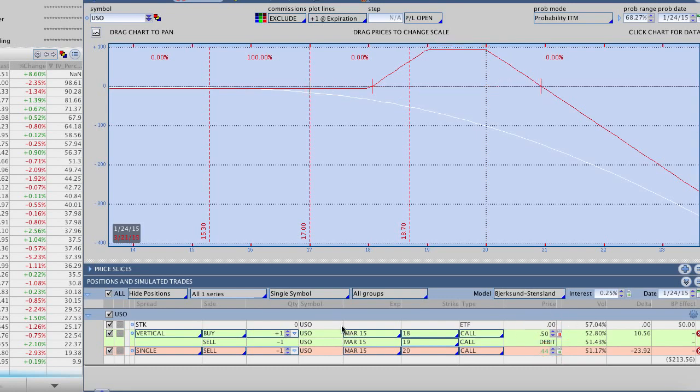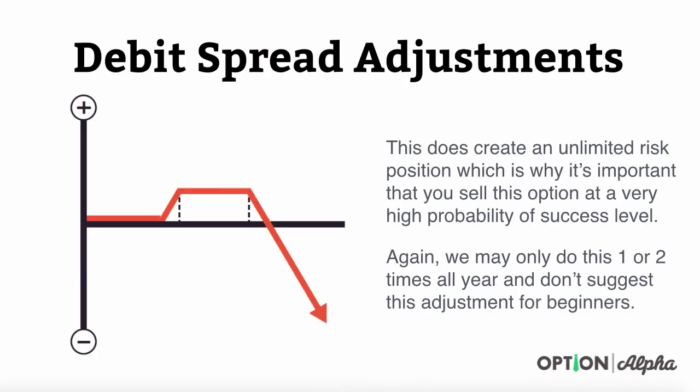So you can see why this is a really good adjustment, but it's very particular for the type of market situation. Again, with these debit spread adjustments, it does create an unlimited risk position. So you just have to be aware of that, which is why it's important that you sell this option at a very high probability of success level. Again, we may only do this 1 or 2 times all year, but we don't suggest this adjustment for beginners. This is definitely more of an advanced adjustment. You want to make sure that you're doing these only if you completely understand the risk that's involved.